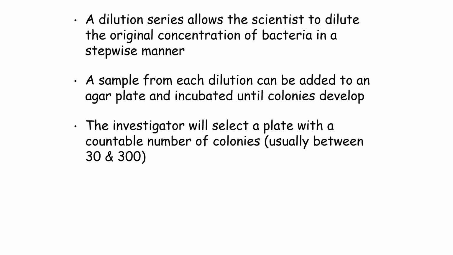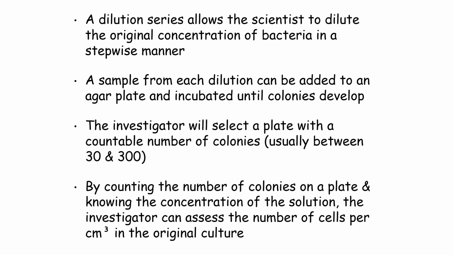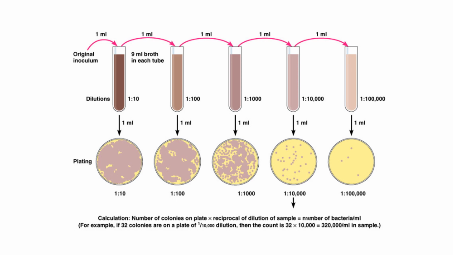Usually, what you're looking for is being able to see anywhere between 30 and 300 cells when you're looking and counting the solution by doing dilution. So this is how a dilution would work. You would take your original solution or inoculum, which is your first sample, dilute it, have it on a plate, see how many colonies there are. If there's too many, do another dilution, and keep doing dilutions until you get to a number that has between 30 to 300 on it.